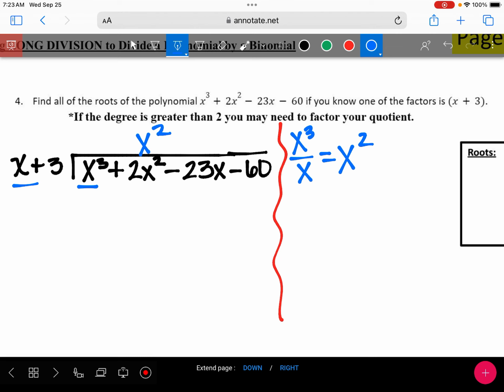Step number 2 is take the x squared, and you always multiply it by what's in front, the x plus 3. So take x squared and multiply it by x plus 3. We're going to distribute that, and that gives you x cubed plus 3x squared.